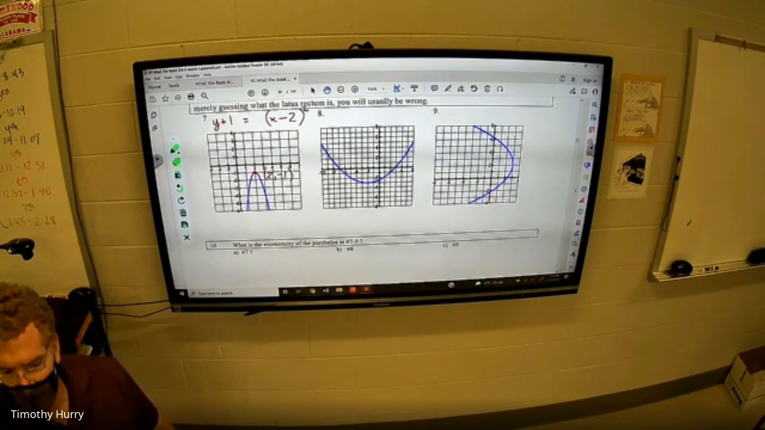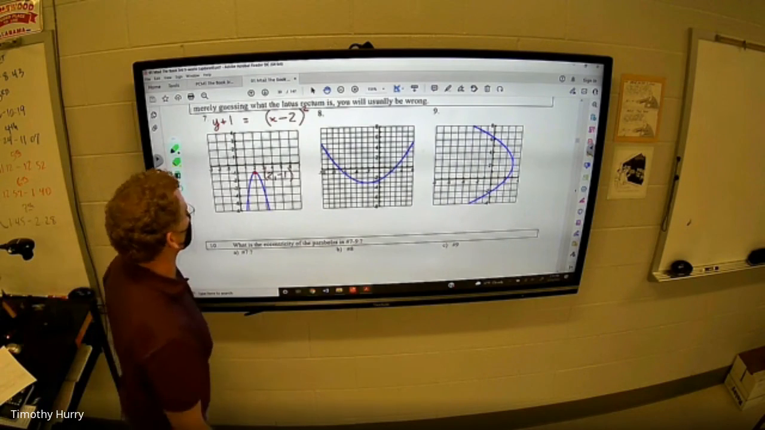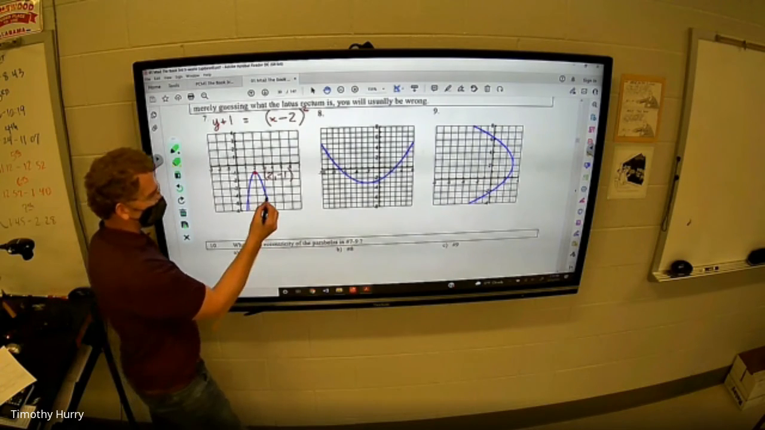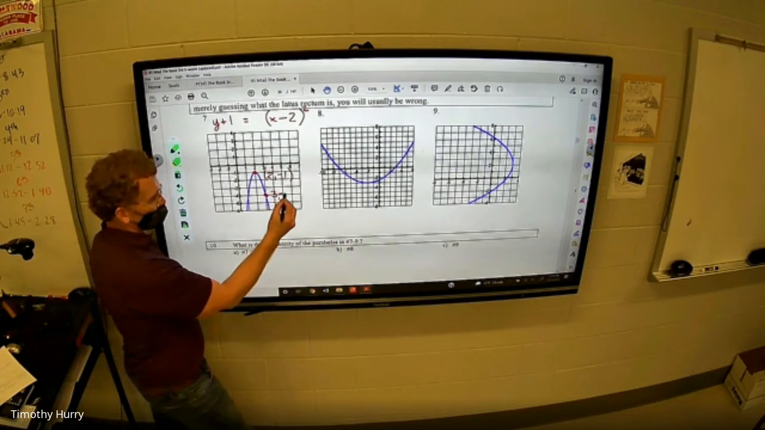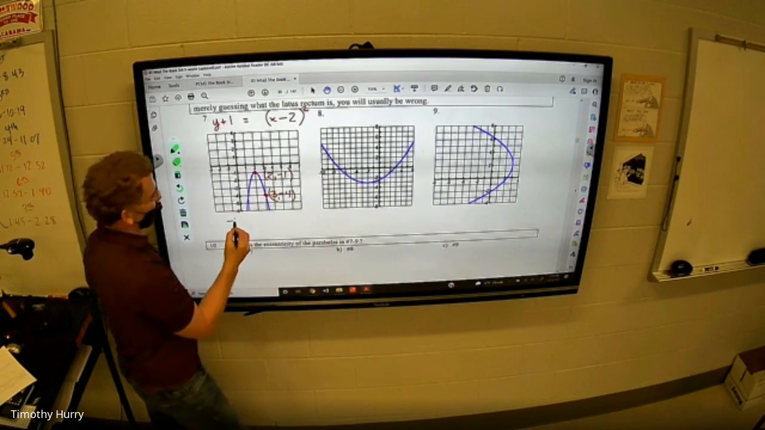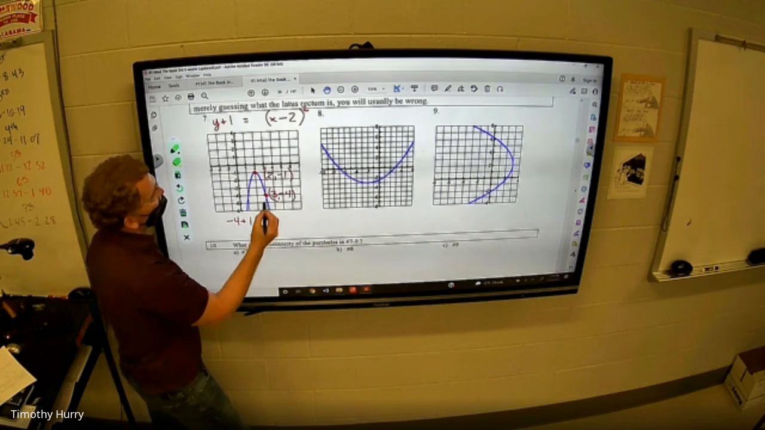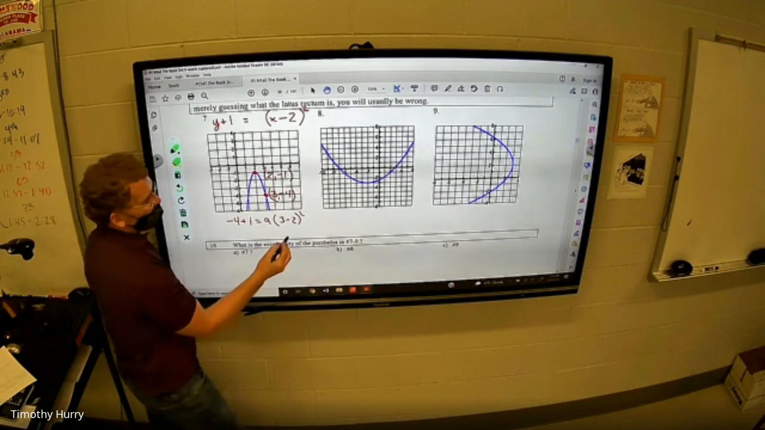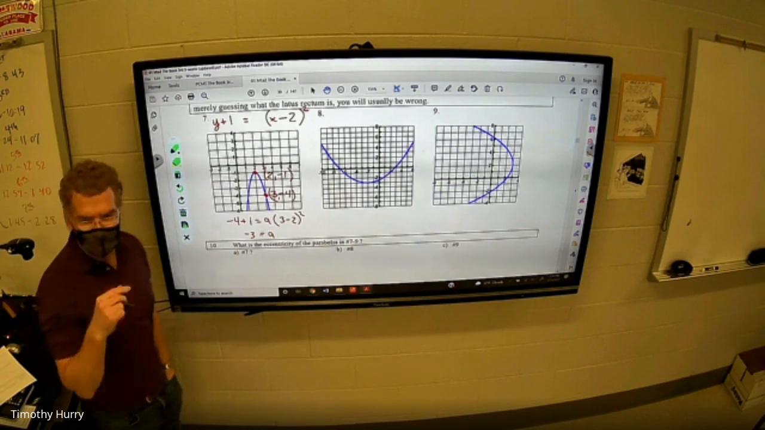Two ways actually work really well. You can plug in a point. Do you see a point that you're convinced of its value? 3, -4. So try that. If you plug the 3 in and -4 in, you get -4 plus 1 equals a times 3 minus 2 squared. And I get 1 squared, which is 1. So a is -3.